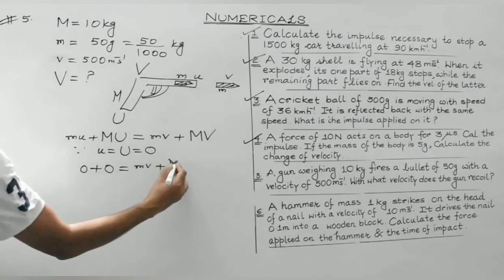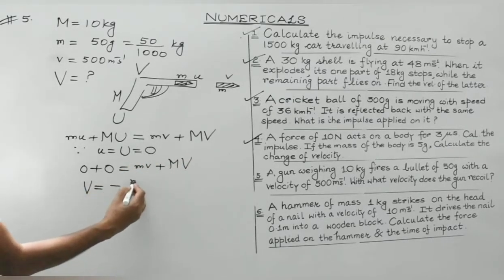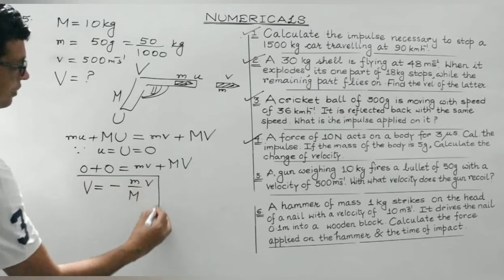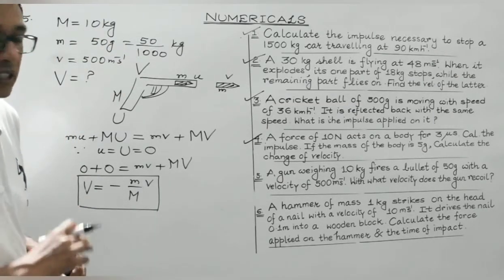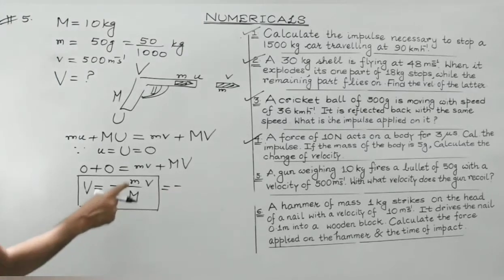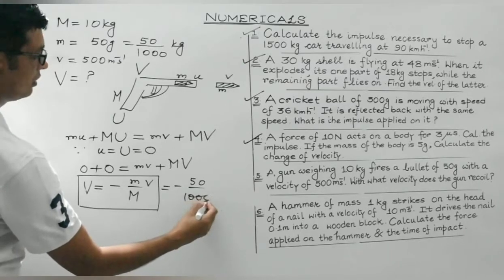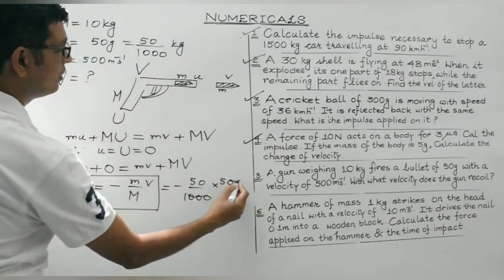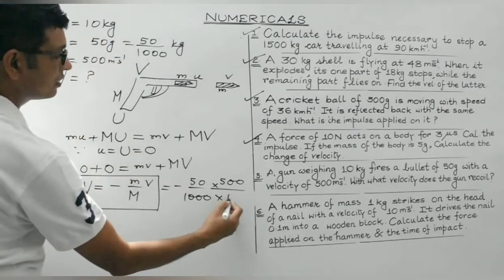mv plus MV. So rearranging the terms, what you get is v is equal to minus m by capital M into small v. So this is the relationship, and using this formula we can easily obtain the recoiling velocity of the gun, right? So let's substitute the values. Mass of the bullet, it's 50 divided by 1000. V, velocity of the bullet, it's 500, divided by mass of the gun, that is 10.